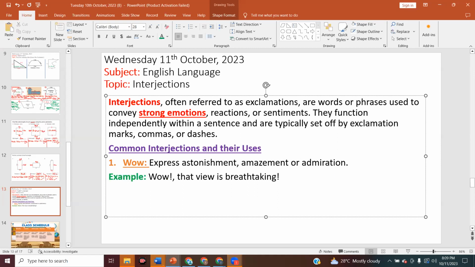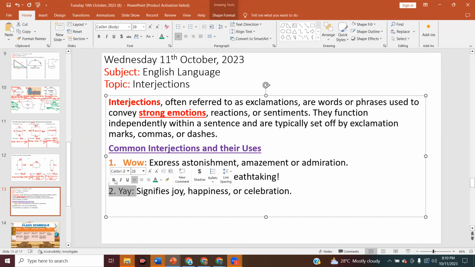All right, the next one, number two. How about yay? What does that mean? You did something. You're excited. Okay. Joy. Excited. Or hyped up. So yay signifies joy or happiness. How many persons say yay, I'm going to school today? Me. Okay. Not me. Happiness or celebration, right? That's what yay means. So what do you say yay for?